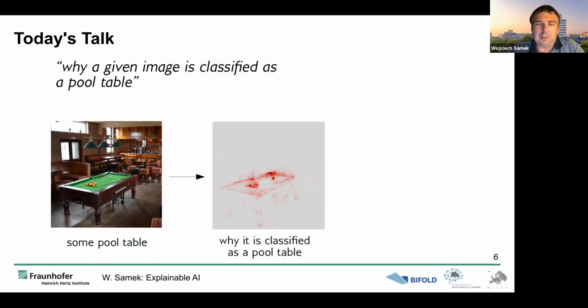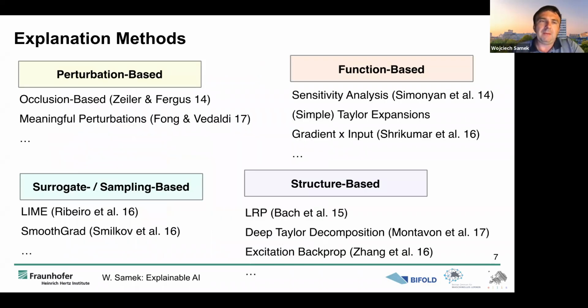I refer to these images as heat maps or attribution maps. So they attribute relevance to every input dimension, to every pixel. And there are many different techniques proposed in the literature to compute these attribution maps.